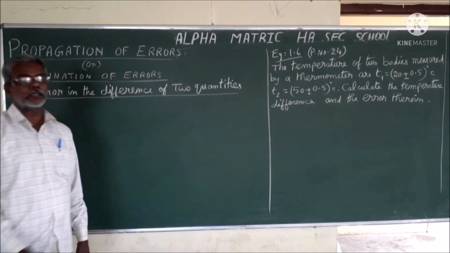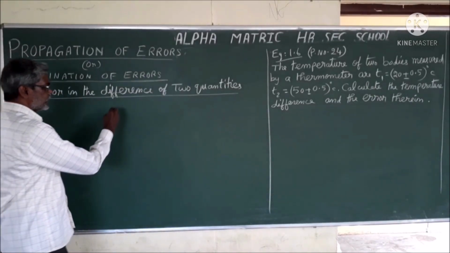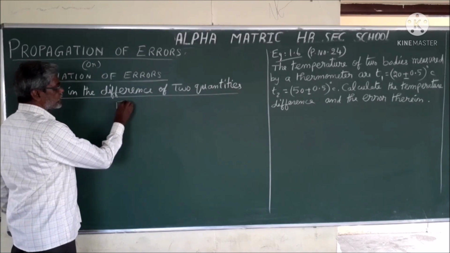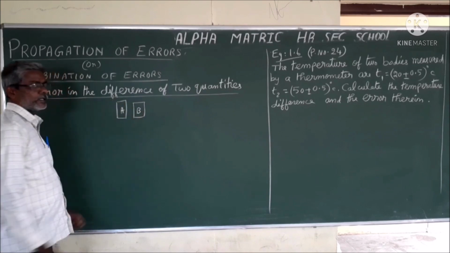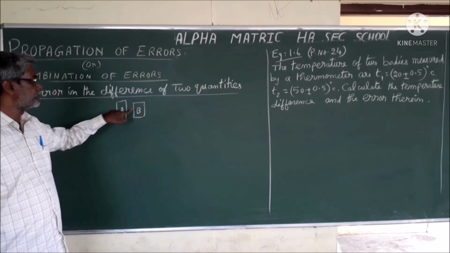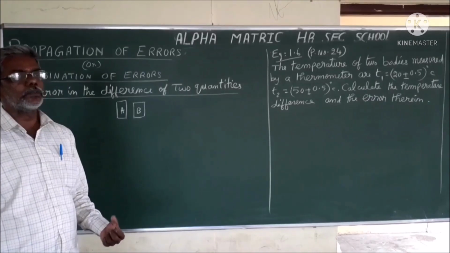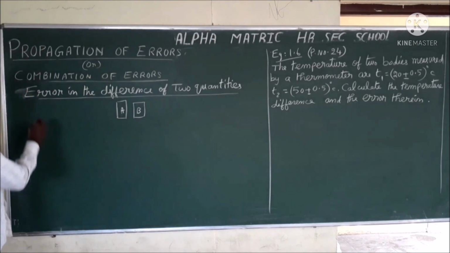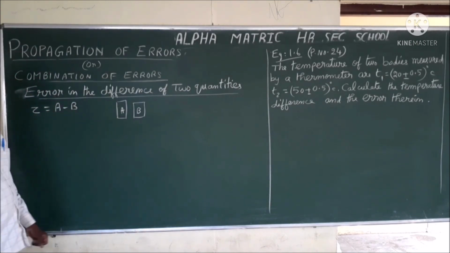Next, we will see error in the difference of two quantities. Now, the same example. Let us consider two buildings. This one is A, this one is B. The height of building A is A, and the height of building B is B. Now, I want to find the difference of these two buildings. How can I write it? Z is equal to A minus B.